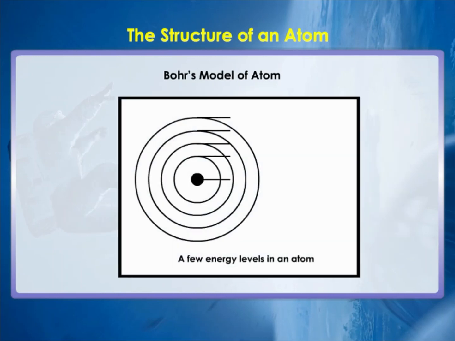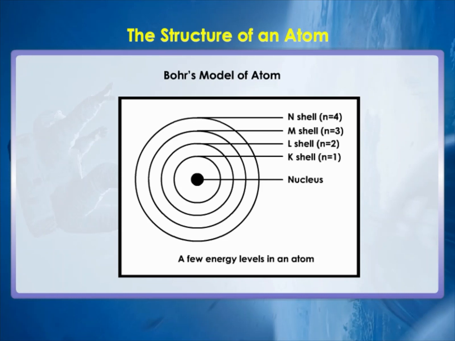These orbits or shells are called energy levels. Energy levels in an atom are represented by the letters K, L, M, N, and so on, or the numbers n equal to 1, 2, 3, 4, and so on.